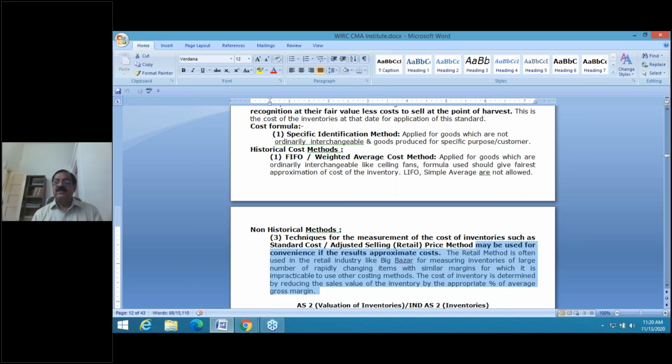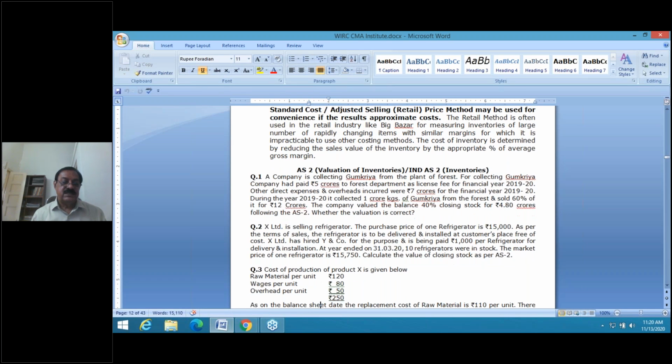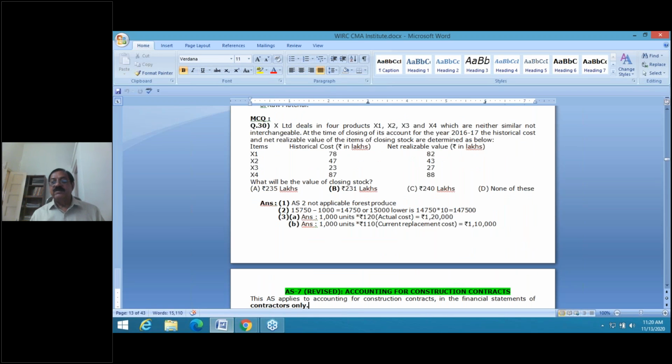This is the same way: the normal selling price minus the gross margin, which is more or less fixed. Suppose 10%, 20%, 25%. So selling price minus 20%, that normal gross margin, they find as the cost. So this is largely used even in practical industries also, friends. So friends, sum number 1 we have seen, sum number 2 is seen, 3 is seen, MCQ is seen. So this way I have completed this AS 2.